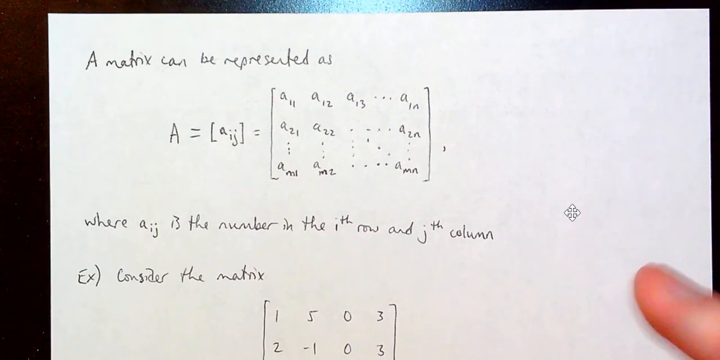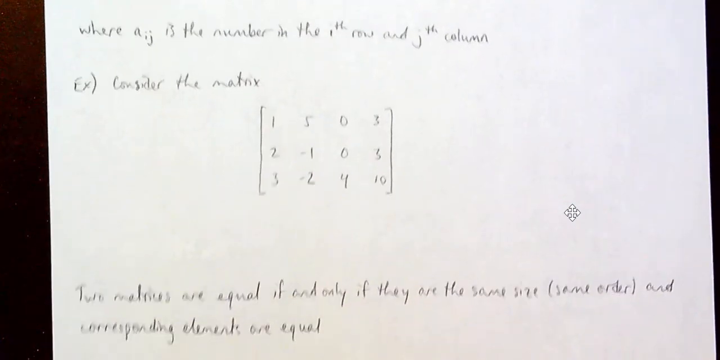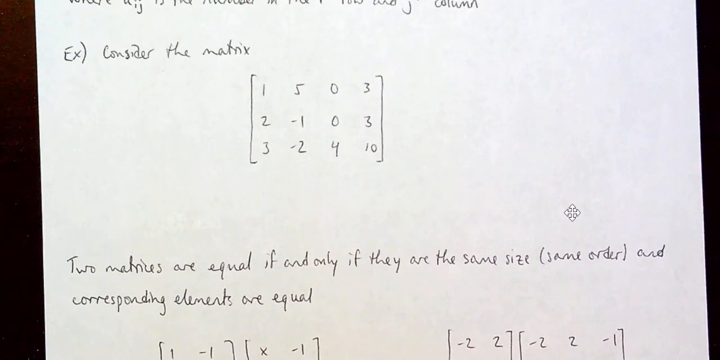And what do these A sub 1,1s and A sub 2,2s and all that, what is this A sub ij? It is the element or the number in the ith row and the jth column. So just as a bit of a warm-up here, just to get ourselves used to this notation of being able to identify particular elements of a matrix. Here I have this matrix.